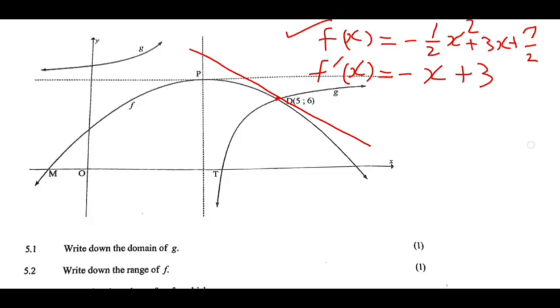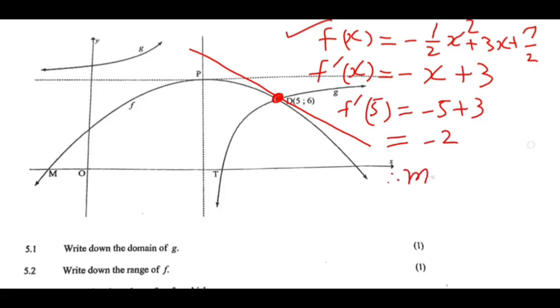Now find the gradient of the tangent at D. The coordinates of D are 5 and 6. We substitute x equal to 5 into the derivative. So at this point we need to find the gradient. So the first derivative, in place of x is going to be 5. Negative 5 plus 3, the answer is going to be negative 2.